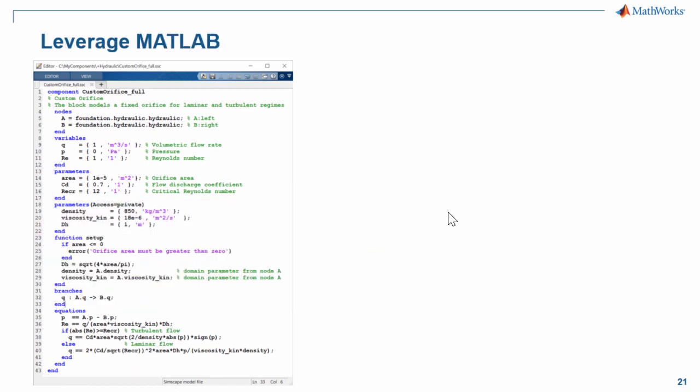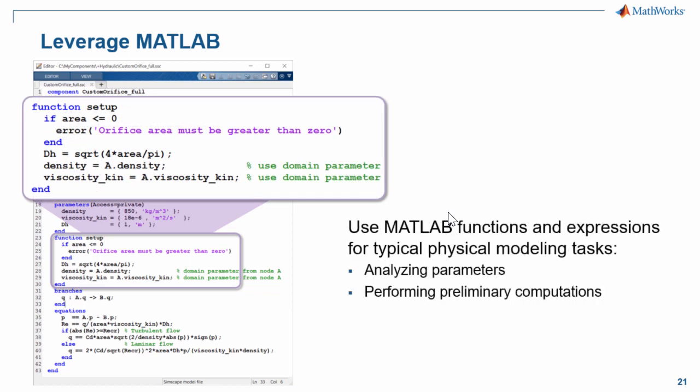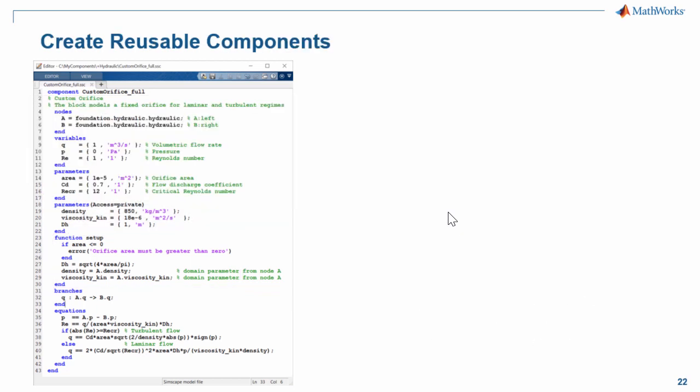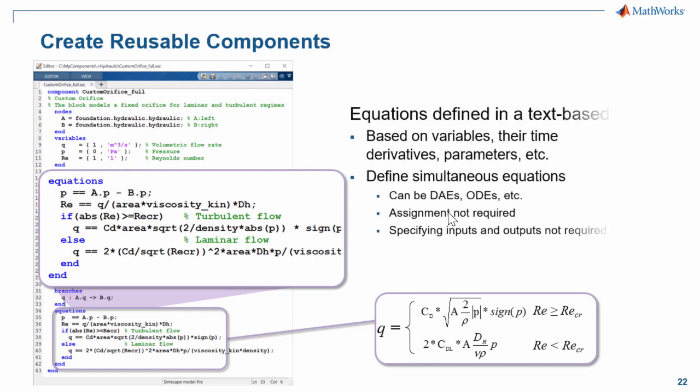In the next portion of our code, we will leverage MATLAB. Here you can see we have used MATLAB code to verify that parameter values are legal, and we have done some preliminary calculations. In the next section, we define how this component will behave. Here are the custom equations we wanted to implement, and here's what the code looks like.